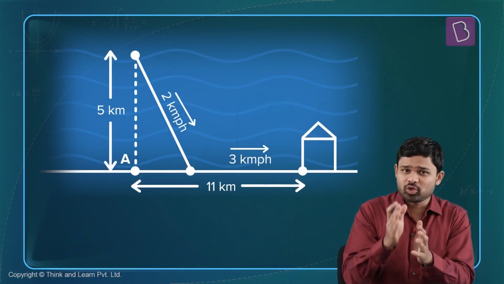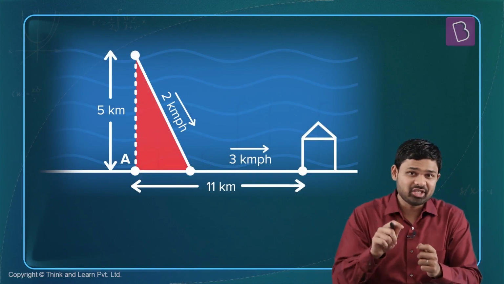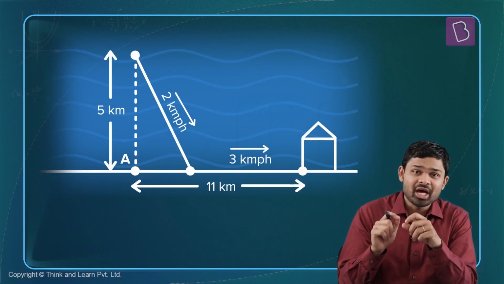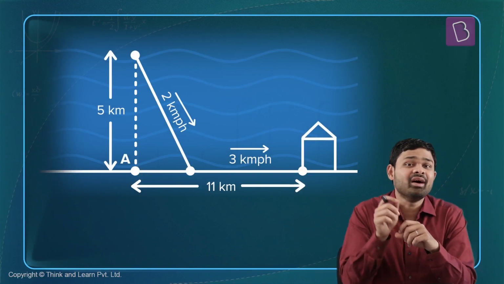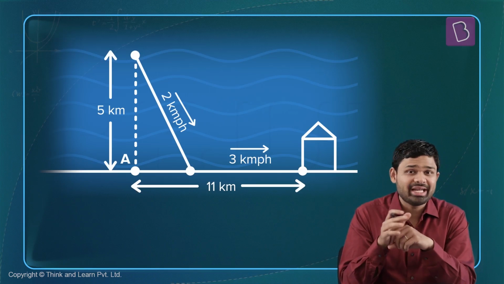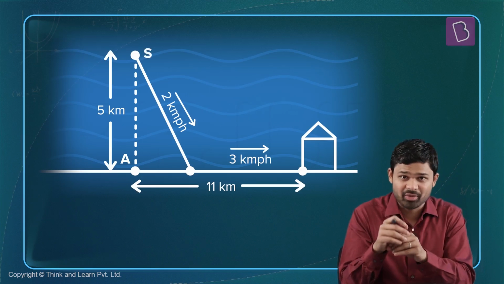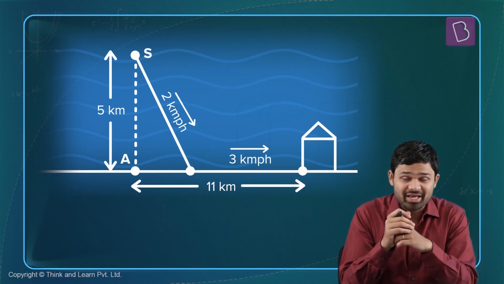So first of all, let's look at this triangle that is formed. There is that shortest distance of 5 kilometers between the island and the point A. I'm going to call the point on the island as S. That's where our swimmer starts swimming. So SA is going to be 5.